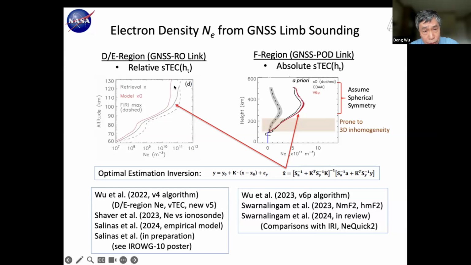They run all the way from D region to about 120 kilometers. The other one is using POD data. Using this link, this data requires absolute slant TEC. This one is only relative TEC, and you can do this retrieval. This one is similar to the onion peeling, except we're using this optimization method.